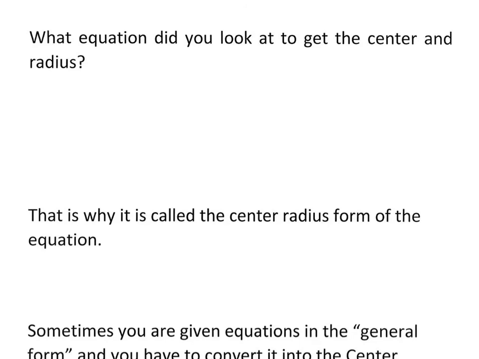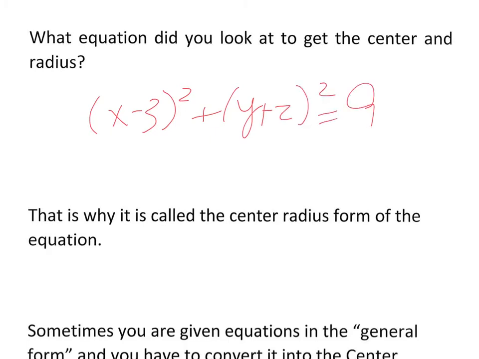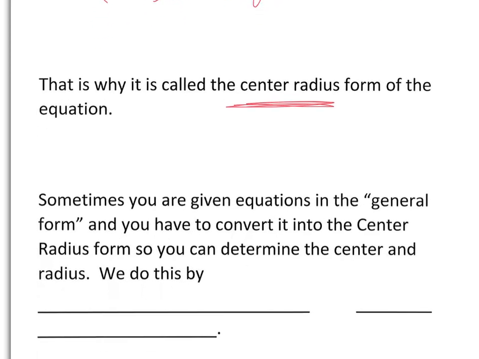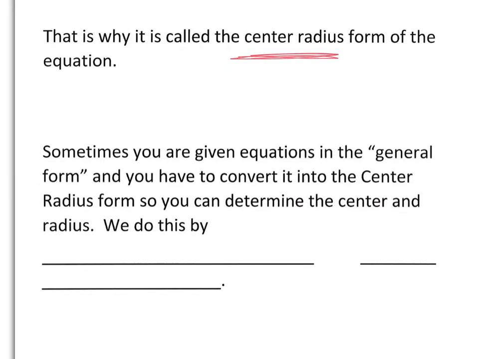So what equation did you look at to get the center and the radius? You probably looked at the whole x minus 3 squared plus y plus 2 squared equals 9. And this is why that's called the center radius form of the equation. Sometimes you are given the equations in the general form, and you have to convert it into the center radius form so you can determine the center and the radius. We do this by completing the square. So I'm going to type in here, completing the square.